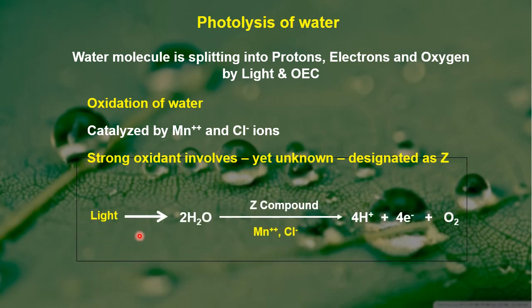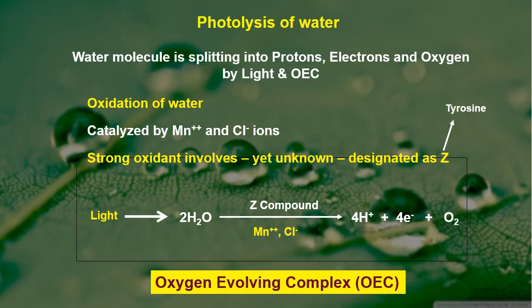Here the light splits the water molecule into proton, electron and oxygen, and this Z represents the Z compound, which is a strong oxidant. This Z compound is not yet identified, but it is found to be a tyrosine compound. The two nutrients involved are manganese and chlorine. This entirely forms the oxygen evolving complex. This is with regard to photolysis of water. Here the water is split into proton, electron and oxygen.